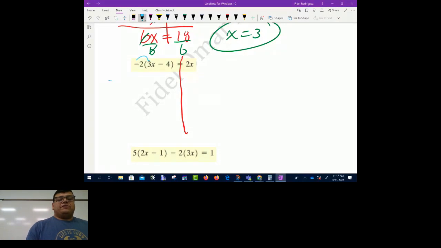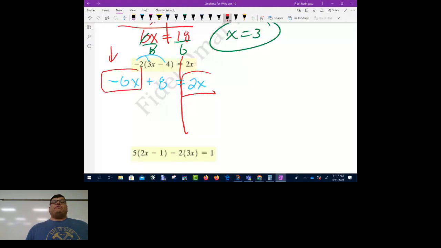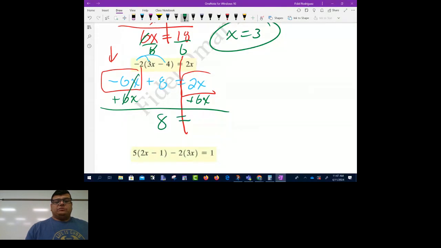So right here, guys, that's going to give me a minus 6x, a minus 2 and a minus 4 is a plus 8 equals 2x. Between these two, the smaller one is the negative, because a negative number is always smaller than a positive. So look, plus 6x, plus 6x, those cancel, so 8 equals 2 and 6 is also 8. When we divide everything here by 8, x equals 1.